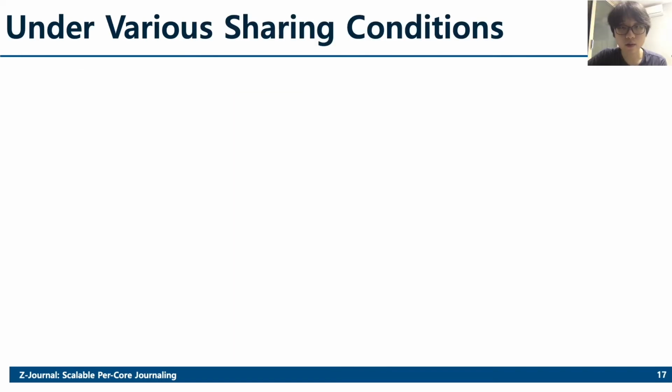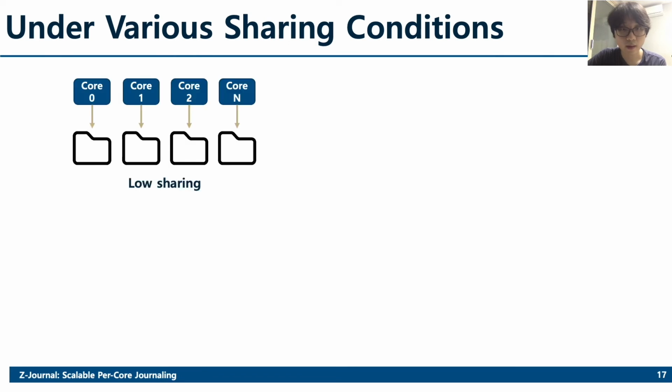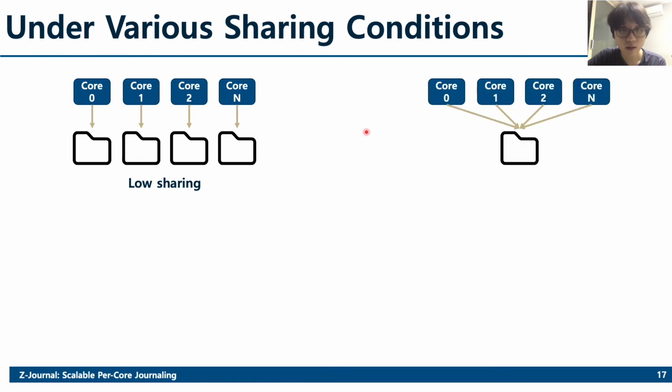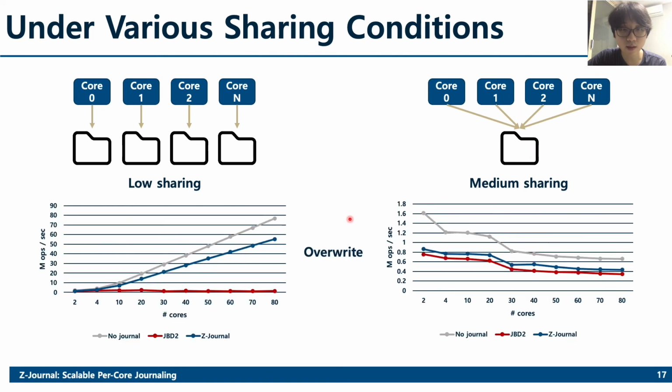The write workloads of FxMark consist of the low and medium sharing levels. In the low sharing condition, each core performs the target file operation for private files in its dedicated directory. In the medium sharing level, the overwrite workload lets all cores access the same file, and the other workloads perform the given operation in the same directory. We experimented with no journal, JBD2, and Z-journal respectively on the overwrite workload.